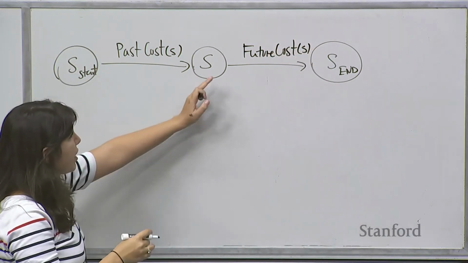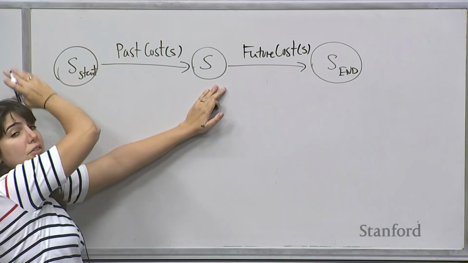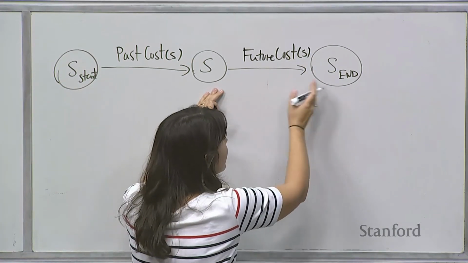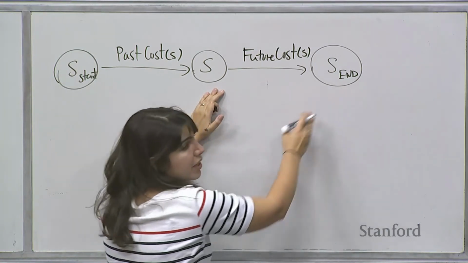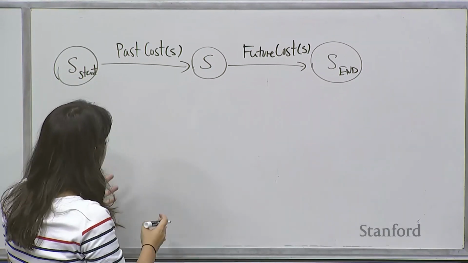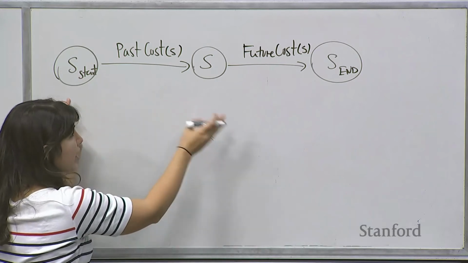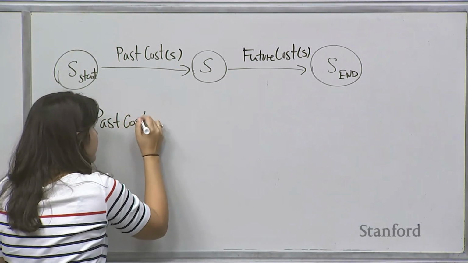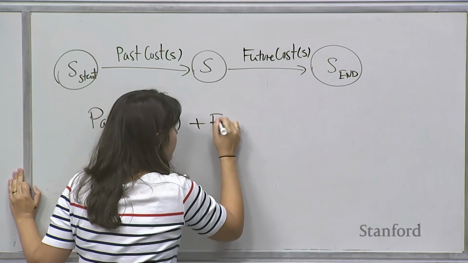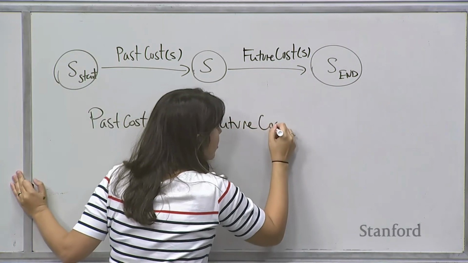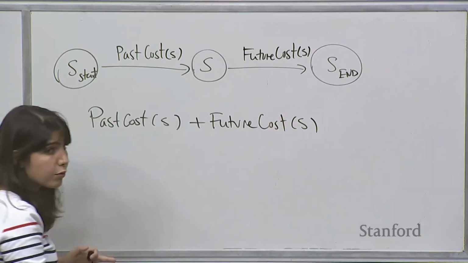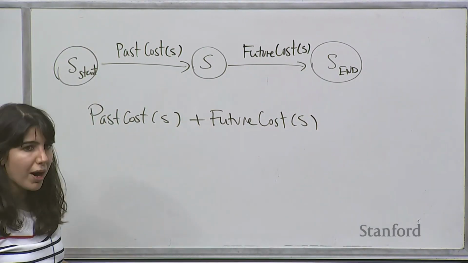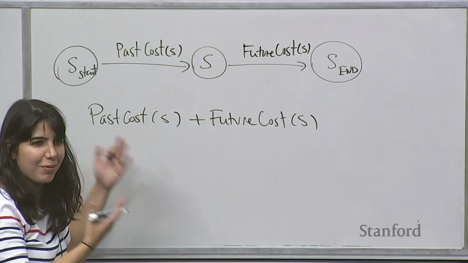And ideally, when I'm in state S, I don't want to explore other things on this side. I actually want to move in the direction of reducing my future cost and getting to my end state. So the cost of getting from S start to S end is really just past cost of S plus future cost of S. And if I knew what future cost of S was, I would just move in that direction. But if I knew what future cost of S is, well, the problem was solved, right? I had the answer to my search problem.